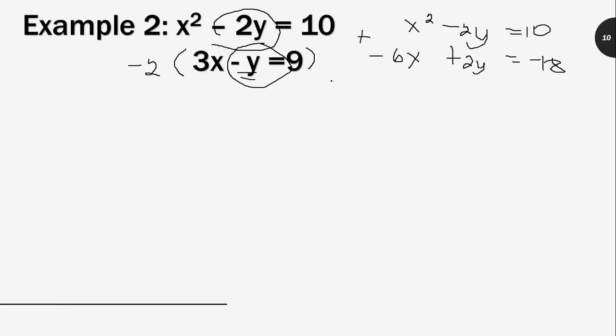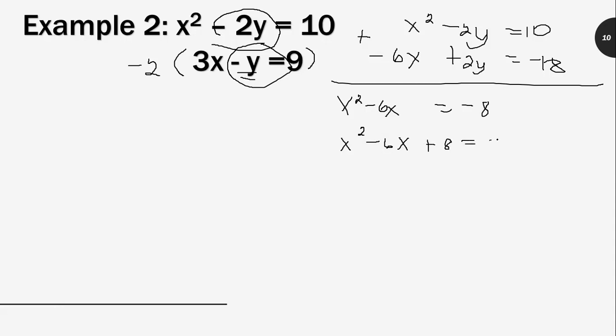And then proceed to addition. X squared plus negative 6x is x squared minus 6x. We can't simplify this one kasi po hindi sila pareho ng term. Negative 2y plus positive 2y, 0. 10 minus 18, so we got negative 8. And then lipat po natin si negative 8 or plus both sides by positive 8. Para po mawala sa kabila si 8. So x squared minus 6x plus 8 is equal to 0.